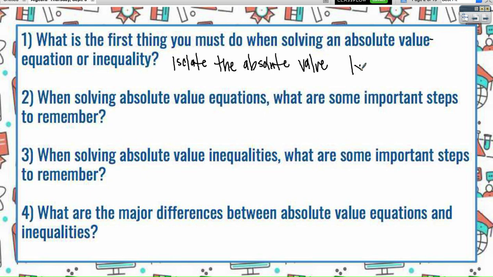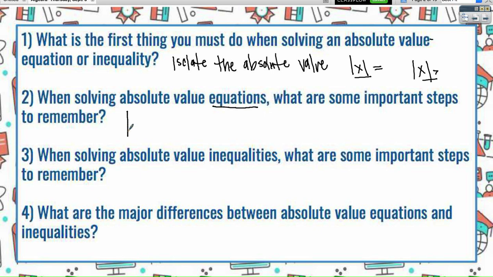Whatever's inside the absolute value needs to be alone on one side of the equation or on one side of the inequality. Question number 2 says, when solving absolute value equations, what are some important steps to remember? Well, with the equations, we first isolate the absolute value. Then once we have the absolute value alone, we have to remember to drop the absolute value symbols and set our equation equal to both positive and negative answers.